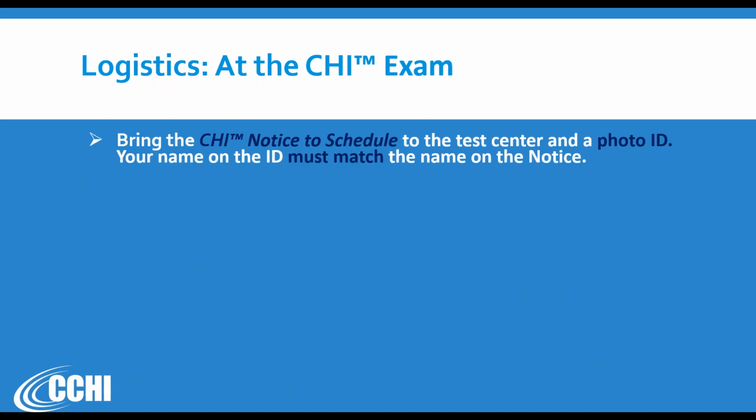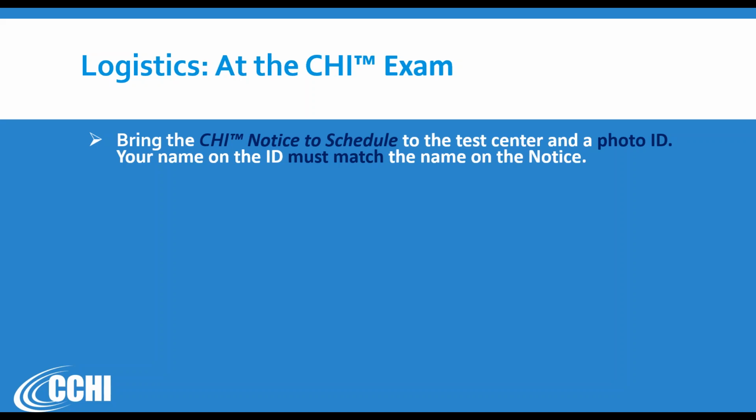Now, what happens at the exam? First, you are admitted by a proctor, so you need to show your notice to schedule for the CHI exam. Make sure that you can print it out and bring it, or you can show it on your phone, but you're not able to take the phone inside, so think about that.